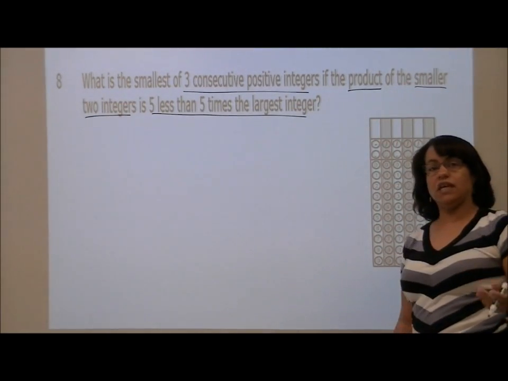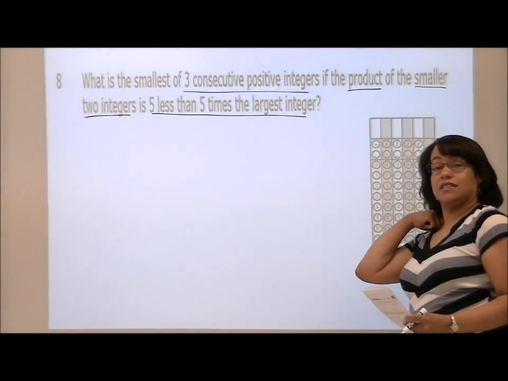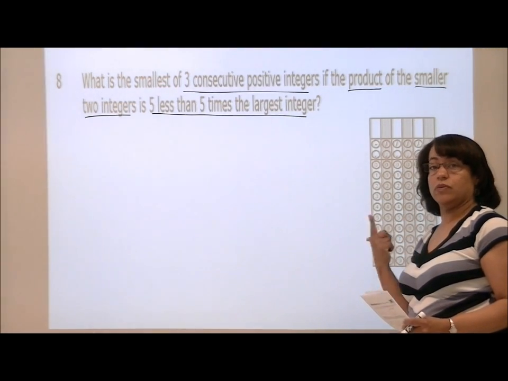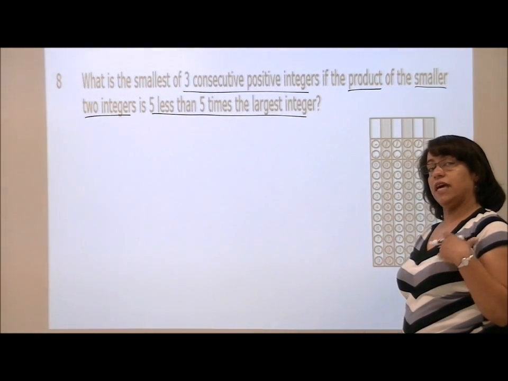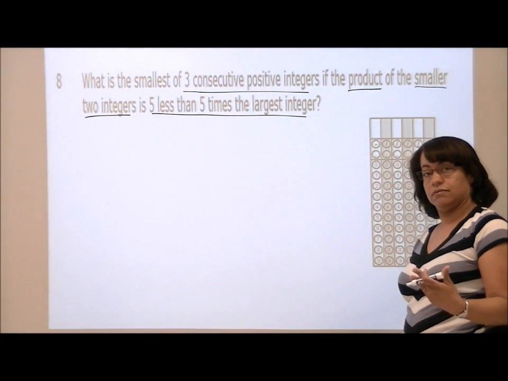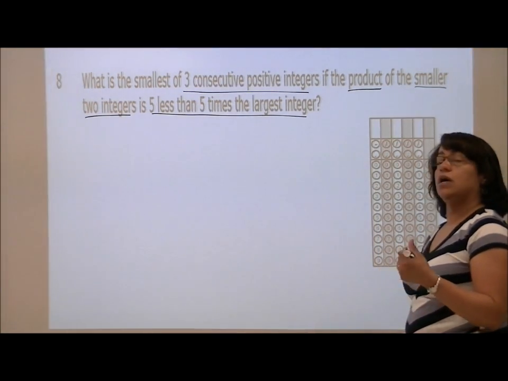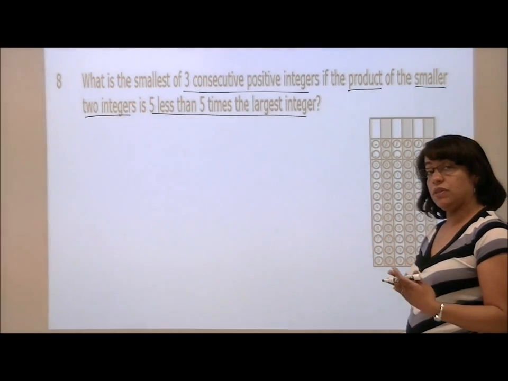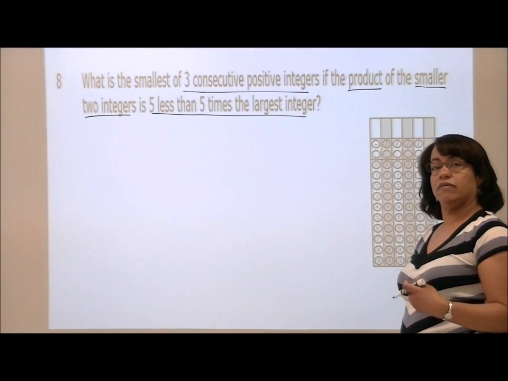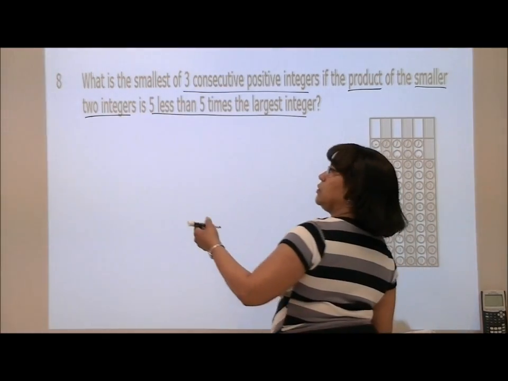So we have 3 consecutive integers. Consecutive integers are 3 numbers in a row. So if I were to ask you what comes after 1, you would tell me 2, because 2 is the next number. So what we would have to do, because we don't know what the integers are, is we would have to use a variable. So we can use x.